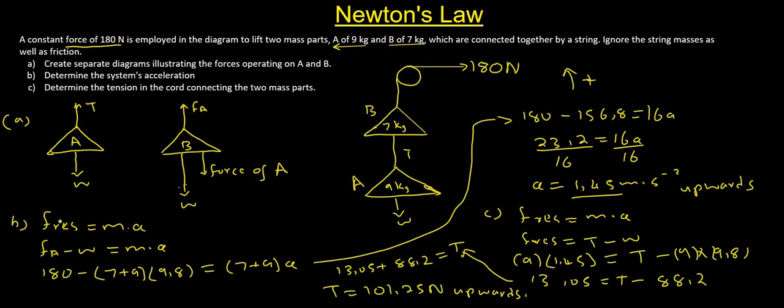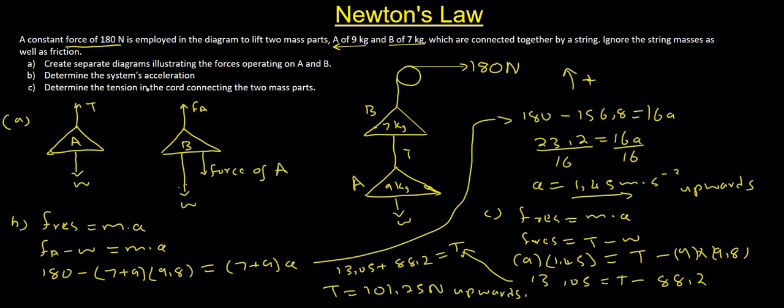Number B, determine the system acceleration. So, to determine the system's acceleration, we need the resultant force, which are the forces acting on the system, will be equal to mass multiplied by the acceleration. The forces acting on the system will be the force applied minus the weight. If upwards is taken as positive, then our applied force is 180 minus, we add the masses, 7 plus 9, multiplied by 9,8, will be equal to 9 plus 7 multiplied by the acceleration. Then our acceleration we calculated to get 1,45 upwards.